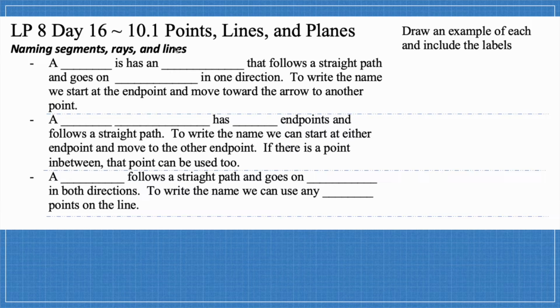So, naming segments, lines, and rays. We're just going to go through and look at the definitions of these pieces. A ray has an endpoint that follows a straight path and goes on forever in one direction. To write the name, we start at the endpoint and move toward the arrow to another point.